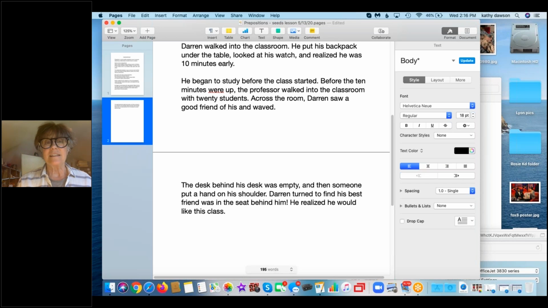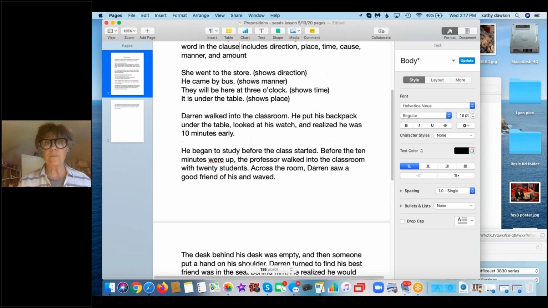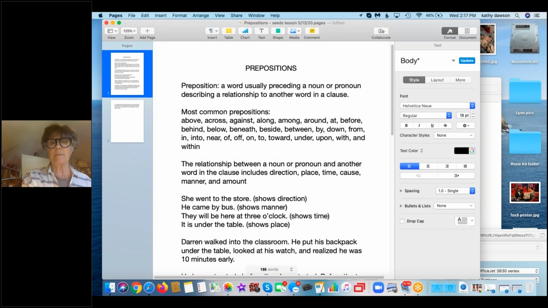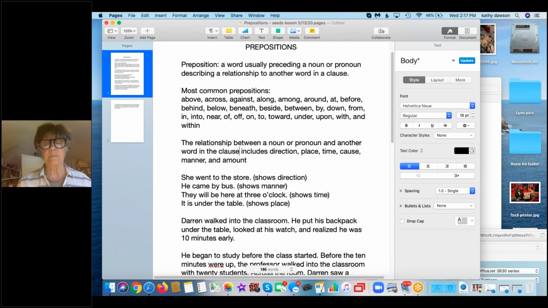So not all paragraphs have this many prepositions in them, but I did that on purpose so that you'd be able to identify them. So when the lesson is over, take a highlighter, print it out if you have the ability to, or use the computer to highlight the prepositional phrases. And again, refer back to that most common preposition list, just so that you can confirm that those are exactly prepositions.